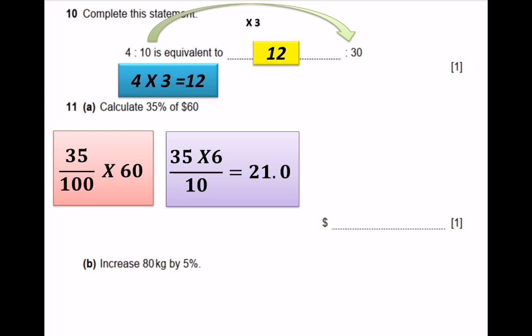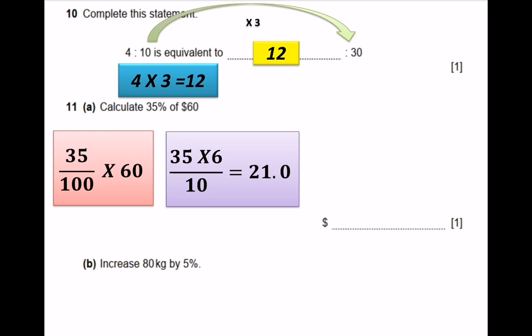Where is the other 0 with the 60? We have here already 60 over 100, we cancel one 0 from the 60, we go with one 0 from the 100, and then I will be left with only 10. So the final answer will be $21, which is reasonable.